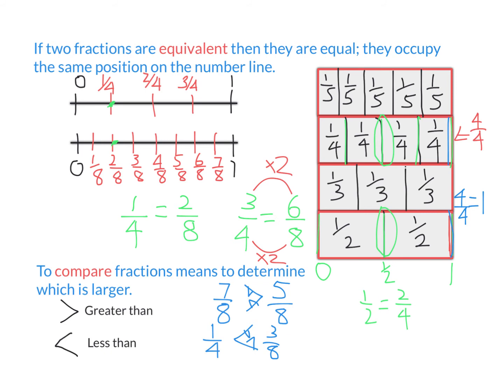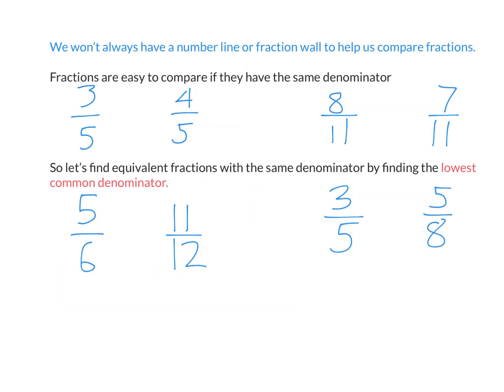So this is all well and good to compare fractions, decide which is larger, but you won't always have a number line or a fraction wall to help you. So we now need to look at a different method for comparing fractions. Because we won't always have the number line or fraction wall, we're going to need to look at the denominators, which is the bottom number of the fraction.